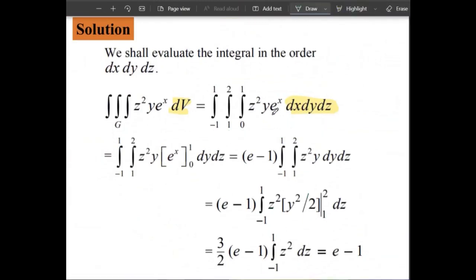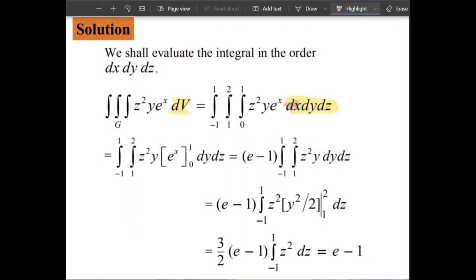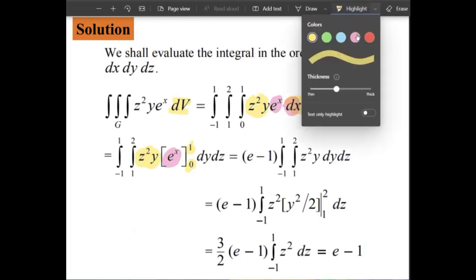So what can we do? We have to integrate. First, we integrate with respect to x. Then what we get? Integrate e to the x, so we will get e to the x, and then y and z just remain constant. Next, we substitute 0 and 1, so we will get e minus 1.